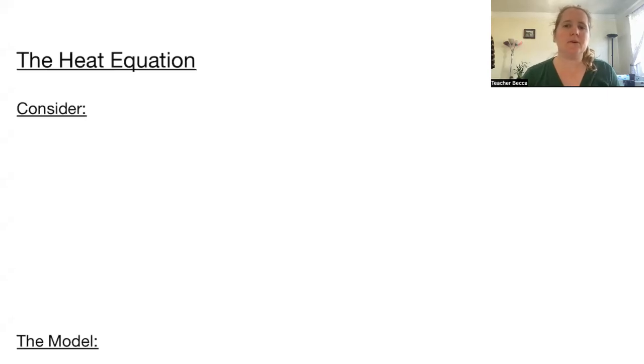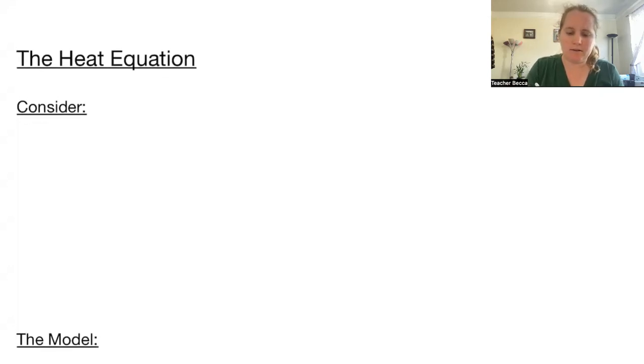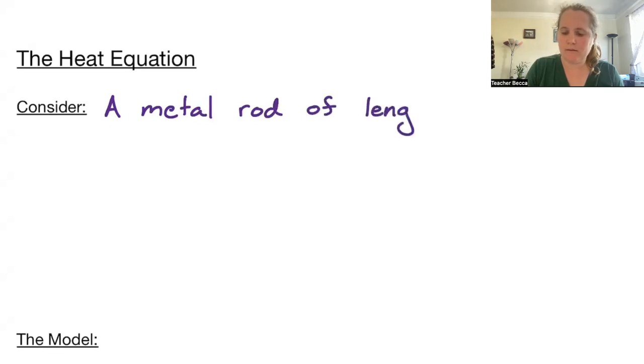Welcome to the heat equation. So we are going to consider a very specific case of heat transfer. Let's consider a metal rod of length L. And we will initially consider the ends to be both held at 0 degrees.